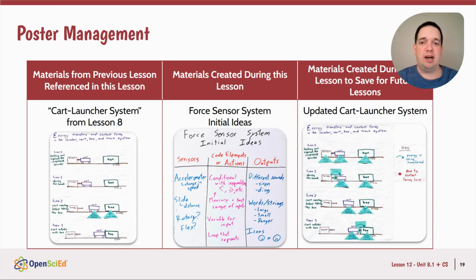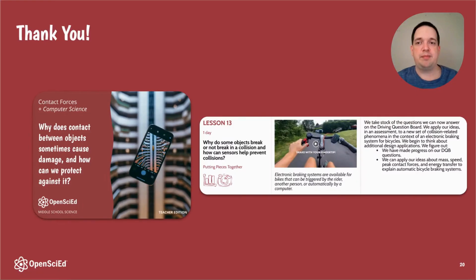All right, posters. Let's start with the one in the middle. This is from day 1. As students finish up their initial brainstorms, we come together as a class and we share our ideas around sensors, core elements for the coding, and the outputs that we want to look for. And then if you take a look on the left, that's an old model from lesson 8. On the right here, you see that it's updated using the information we get from our friction and air resistance stations lab.